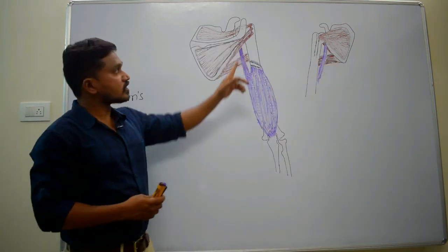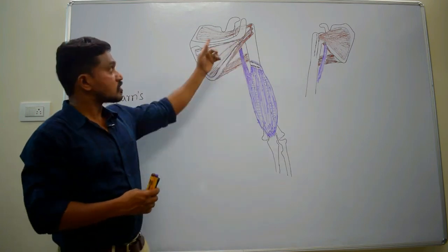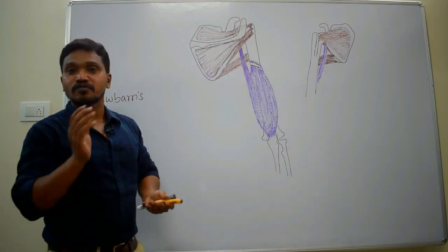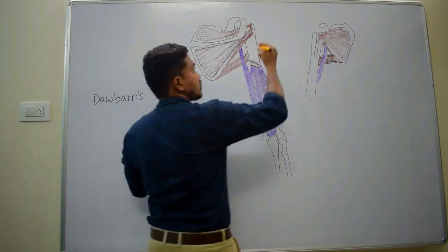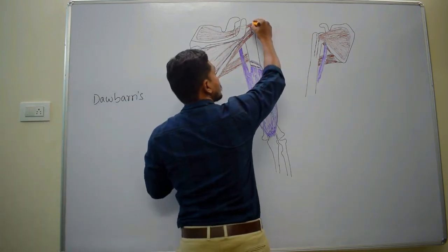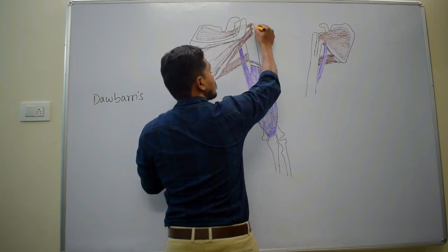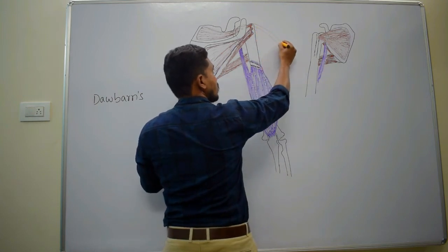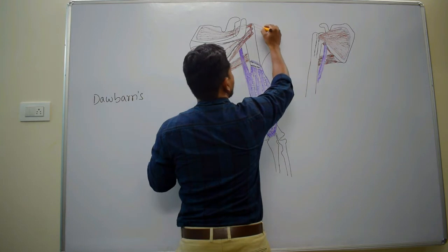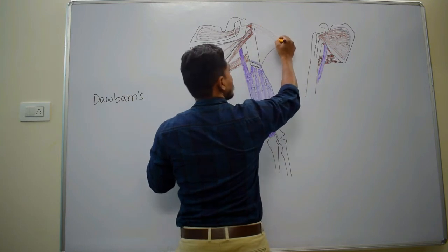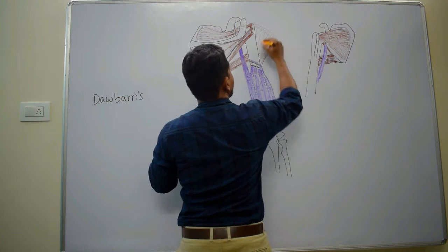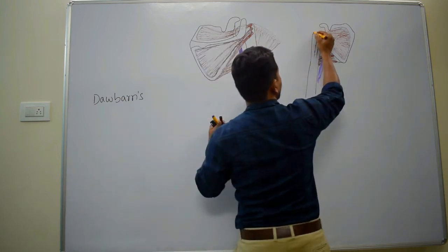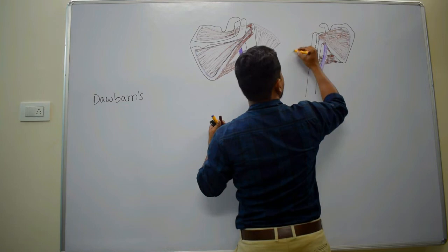Actually, if you want to see all these insertions of scapular region muscles, you have to reflect the deltoid muscle. Then only you can see. That's why here I am drawing the reflected part of deltoid muscle. So these are the cut sections of muscle fibers and these are the muscle fibers. So what is this muscle? This is deltoid muscle. If I draw this side also, this is deltoid muscle.